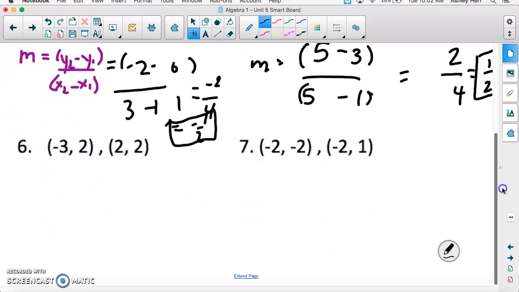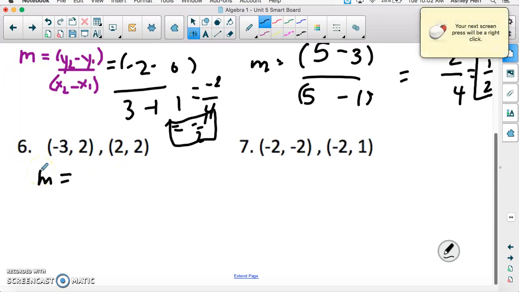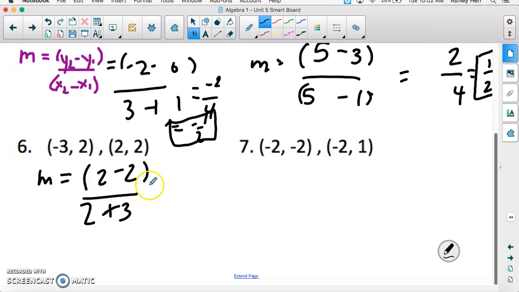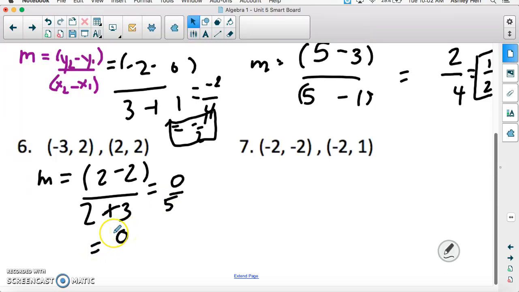On number 6, if you need a pause, you can at any time. The change in your y is going to be 2 minus 2. Change in your x is 2 plus 3. Okay, what's 2 minus 2? 0. What's 2 plus 3? 5. What's 0 divided by 5? It's 0. Good. So if my slope is 0, that means I'm going to have a horizontal line. Remember, horizontal goes from left to right.